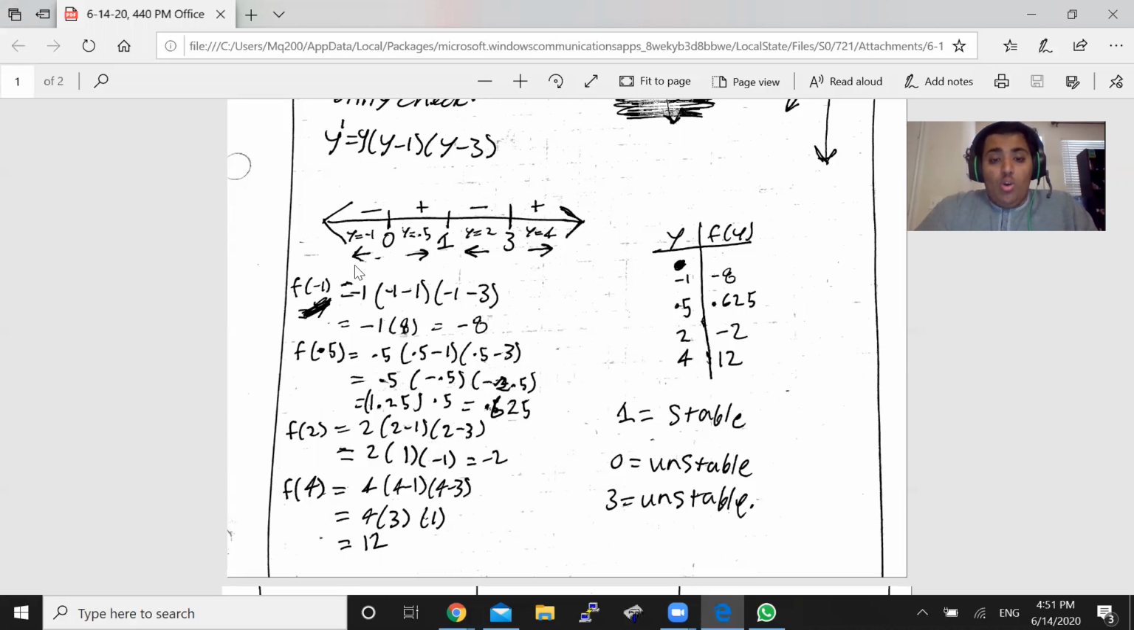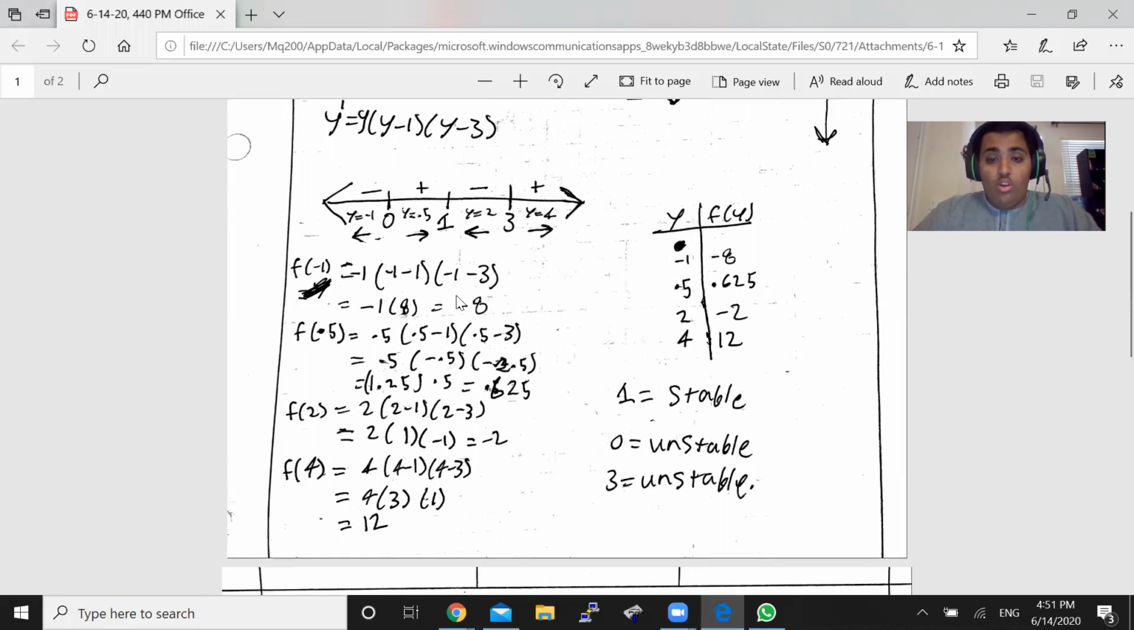You might ask, why is that so important? Well, that's how I know which points are stable and which are not. For example, look at 0: the arrows are going away from it, so I think that's unstable. It's diverging away. Look at 3, it's the same thing. But when you look at 1, the arrows are converging toward it. That's how I know 1 is convergent, or stable, and 3 and 0 are not.